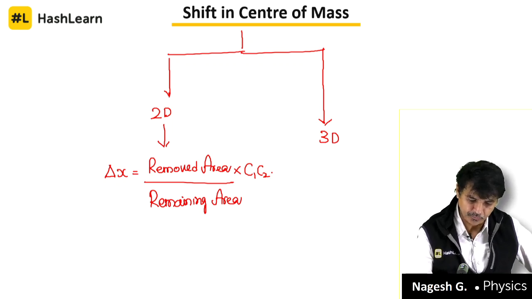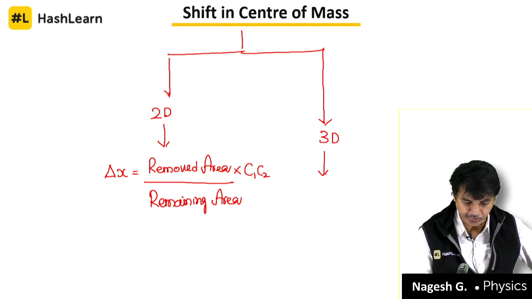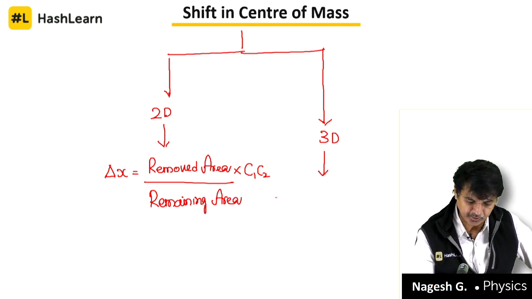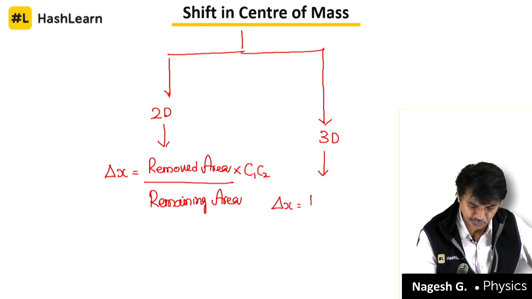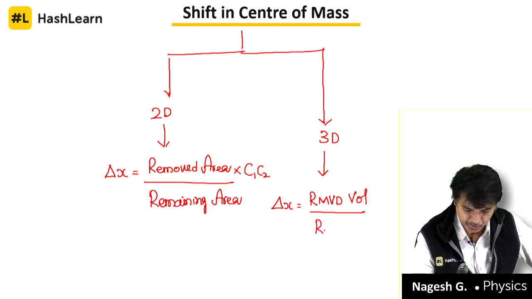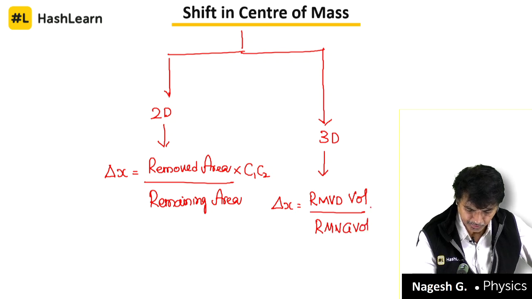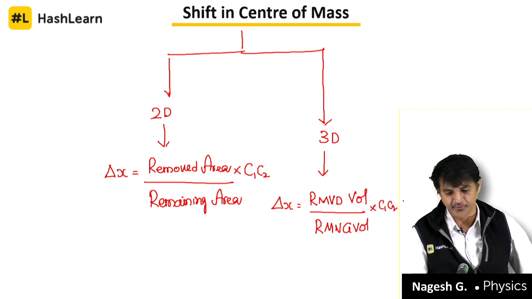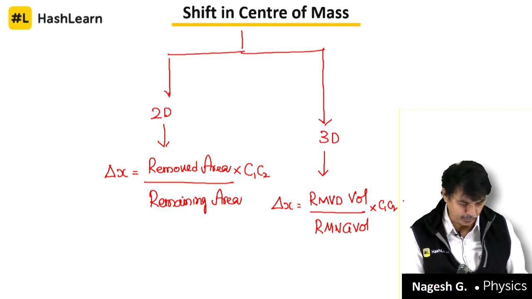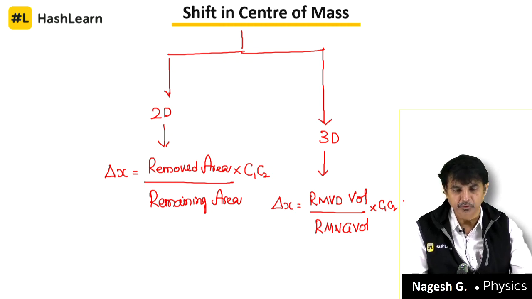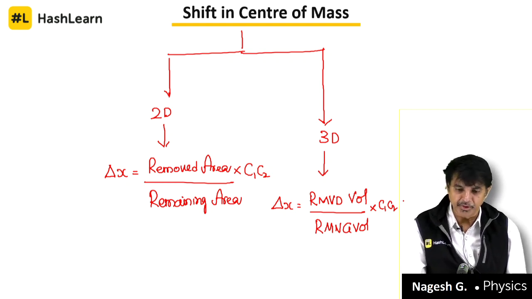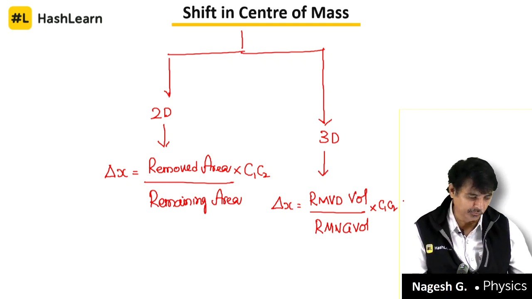For 3D objects like sphere, cube, where a small sphere is cut and removed, how should the center of mass be shifted? For them, 3D means volume comes into action. Removed volume divided by remaining volume into distance between the two centers C1 and C2. So, keep these two equations in mind and let us get on with the problem. Once again, brief review: for 2 dimension, removed area by remaining area into C1C2. For 3 dimension, removed volume by remaining volume into C1C2.